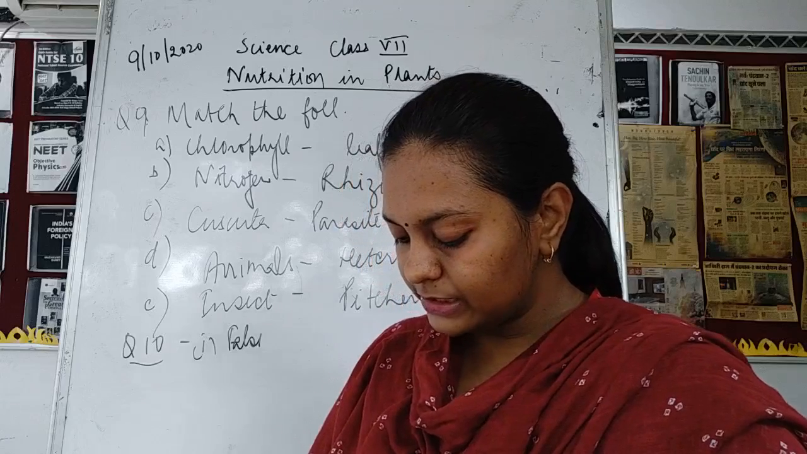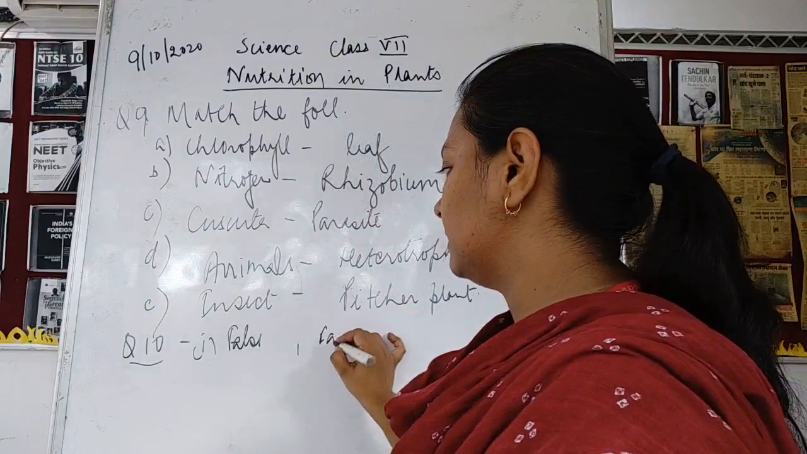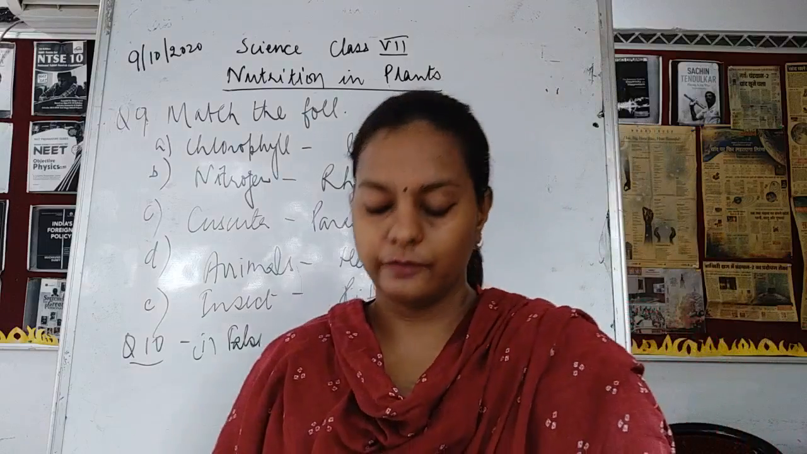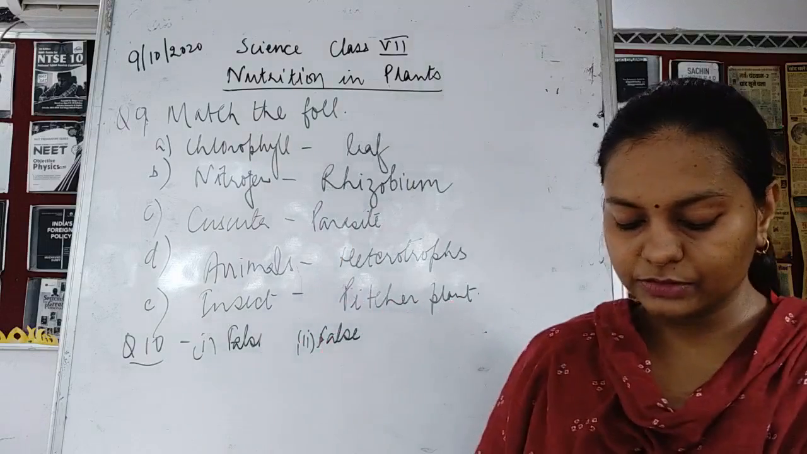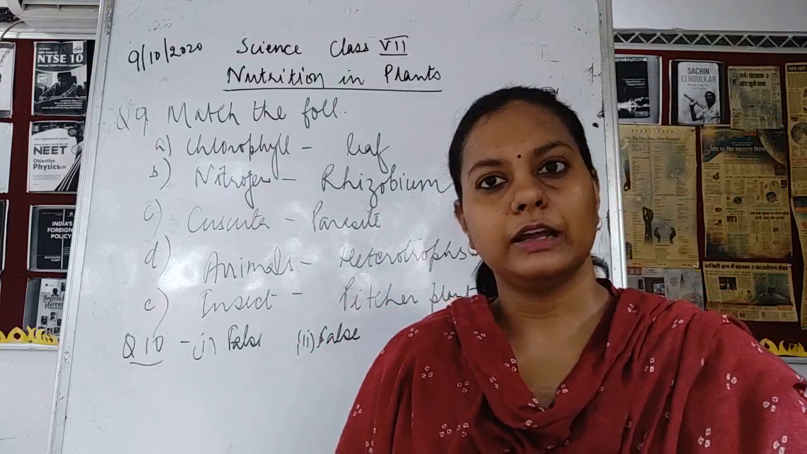Plants which synthesize their food are called saprotrophs. No, this is again a false statement. So second one is also false because plants who synthesize their own food are called autotrophs. Okay, so this is again a wrong statement.